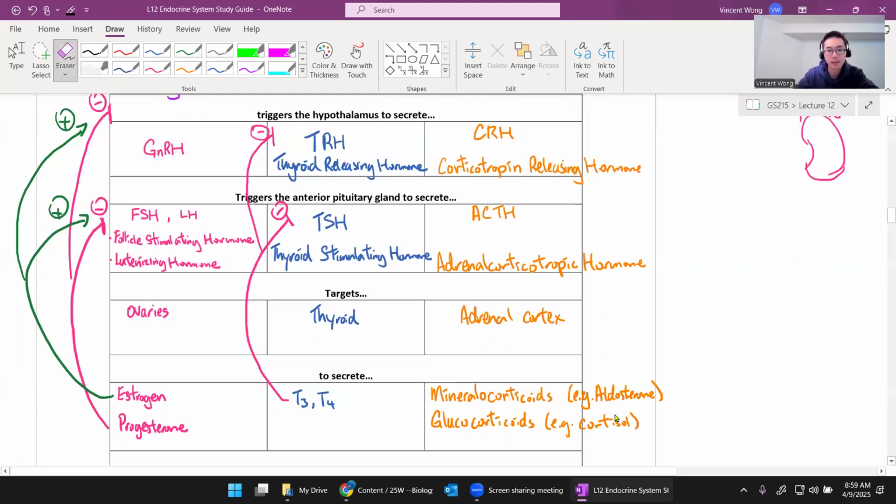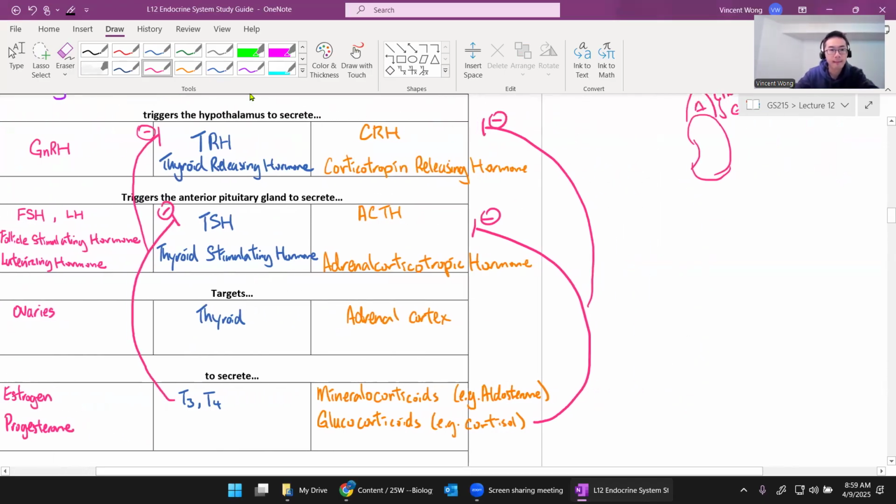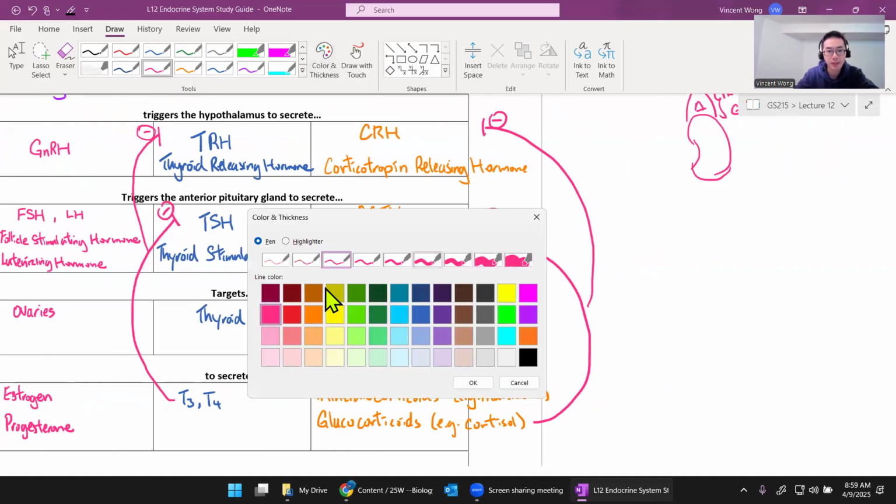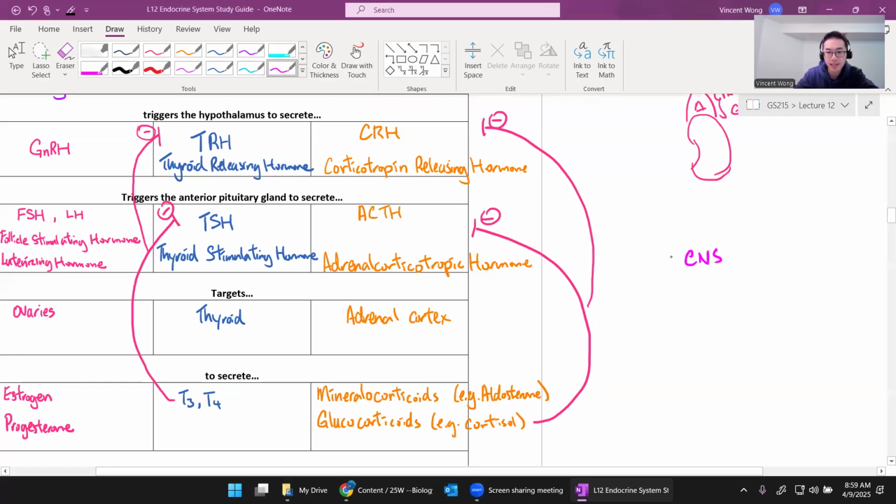And just like the other examples, the cortisol will go back and engage in a negative feedback loop. The key difference here, if you remember our lecture on Monday, is that the CNS can shut this thing off. The CNS can override the brakes during chronic stress.